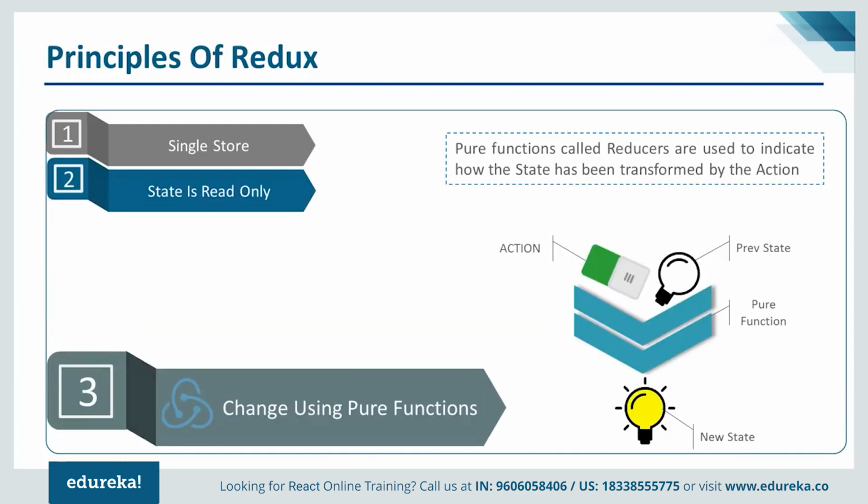Now we'll talk about the third one, that we can do changes by using only pure functions. Pure functions in Redux are called reducers. They are used to indicate how state has been transformed by the action. The reducers, which are the pure functions in Redux, basically take two parameters as input, the previous state and the type. When it takes the previous state, the pure function, called a reducer, comes into picture and gives us the new state. In this diagram, as you can see, the previous state was off, the bulb was not on. It has been worked upon by a pure function, which is called a reducer in Redux, and then we get the new state and the bulb is on.